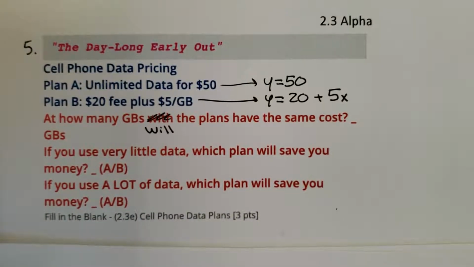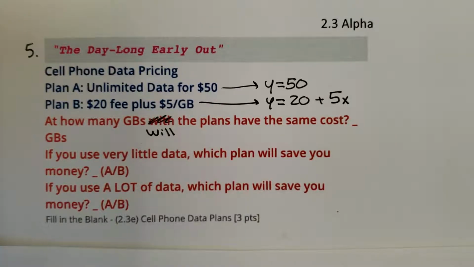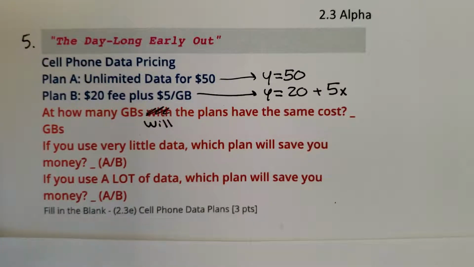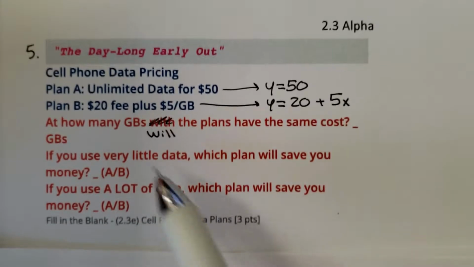All right, let's talk about cell phone data pricing. This is the day long early out. That's really confusing. So plan A has unlimited data for $50.